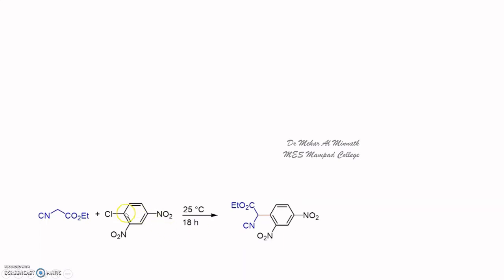Now, here in this example, it is a carbon-carbon attack. You can see you have NO2 groups both para and ortho to the chlorine leaving group. This hydrogen on the reagent is acidic and is removed, and a carbanion is formed, and that will attack the substrate.